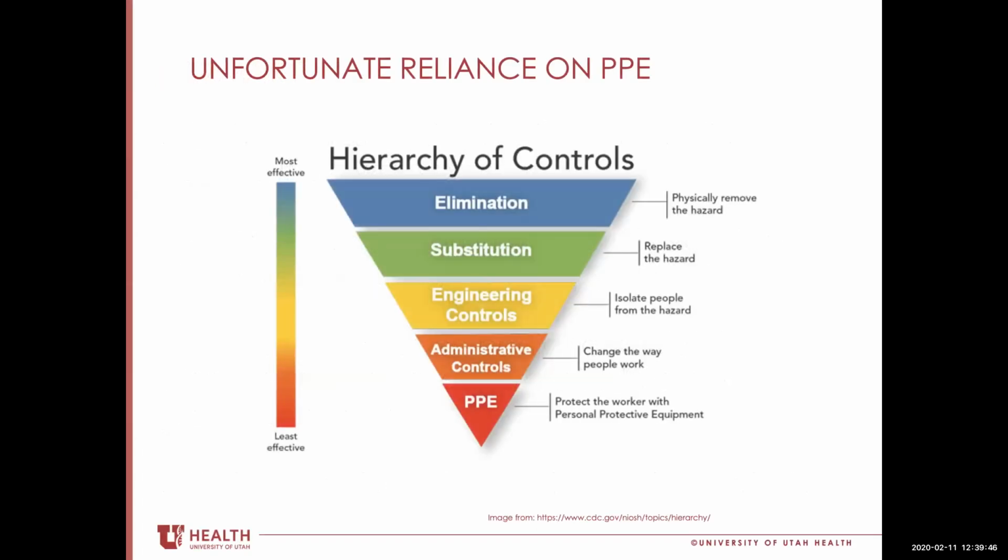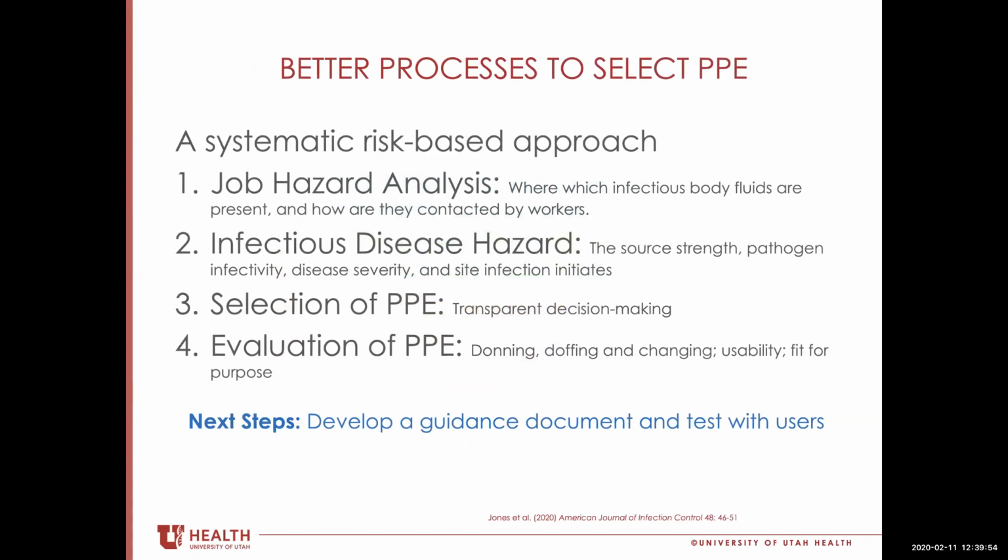Now, unfortunately in healthcare, there's a strong reliance on personal protective equipment rather than looking at a lot of engineering controls. And so we had a paper that came out last month in the American Journal of Infection Control that is trying to argue that we should use a systematic risk-based approach, which is not a novel approach at all to selecting PPE in the industrial hygiene realm, but has not been adopted in the healthcare setting.